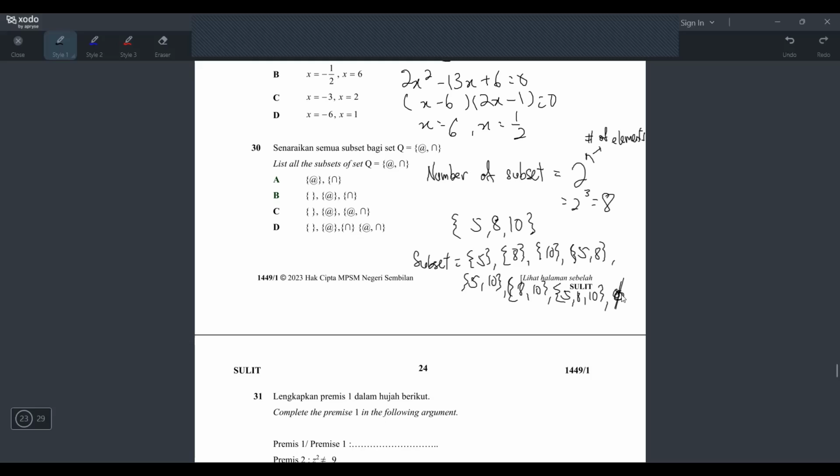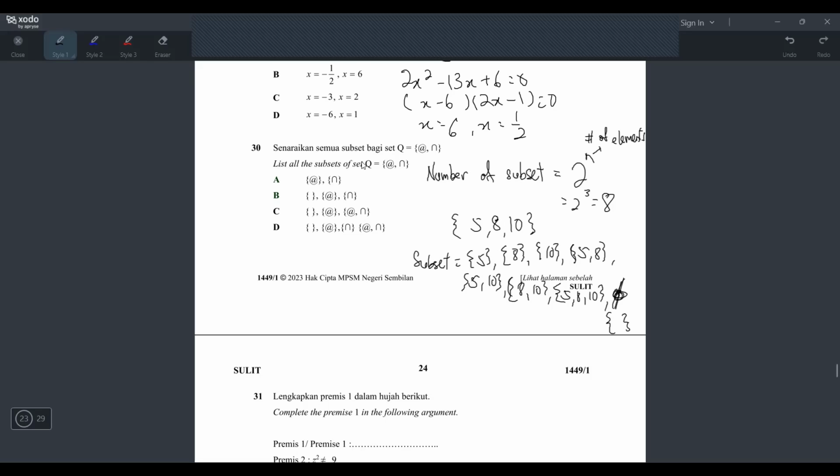Also called set kosong. Sometimes they will write it like this. This is also a symbol for empty set. It means there are 2 ways to write the empty set. The first way is like this. The second way is like this. You open the bracket, but you leave it blank. Okay? So this is how you write subsets.